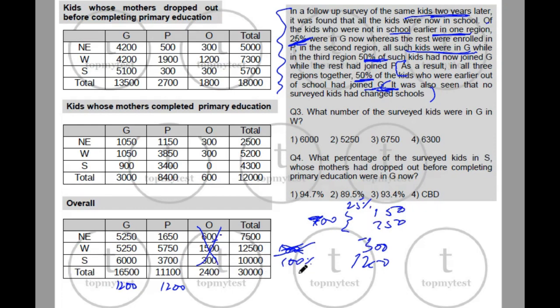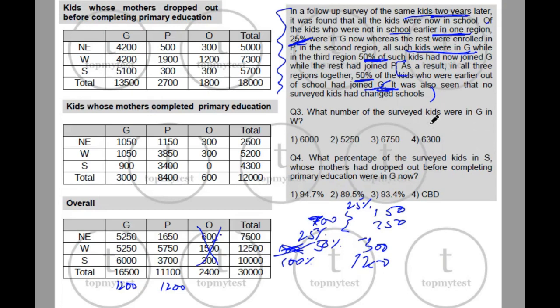So in S, everyone moved from O to G. In West, 50% moved from O to G, and in Northeast, 25% moved from O to G. And because there is no "cannot be determined" in the first one, you can definitely say that this is the case.